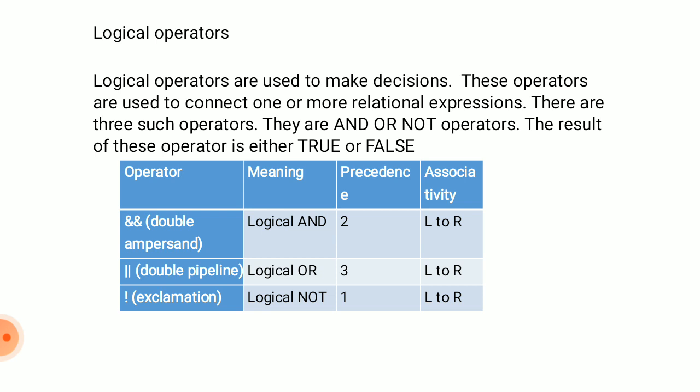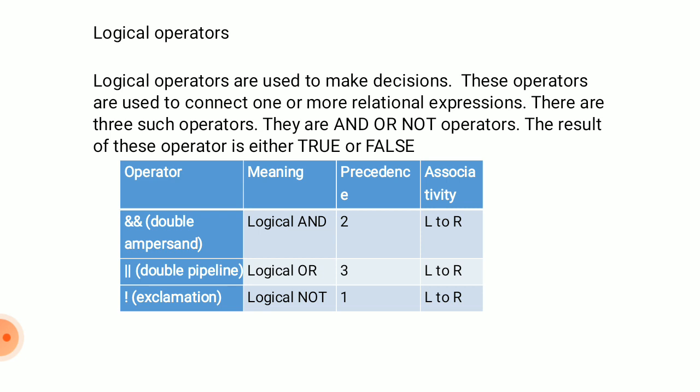Basically, these operators are used to make decisions and they are used to connect one or more relational expressions. As we have discussed relational operators, logical operators are used to connect relational expressions. And here there are three types of logical operators: AND, OR, NOT. These operators are always written in uppercase letters.